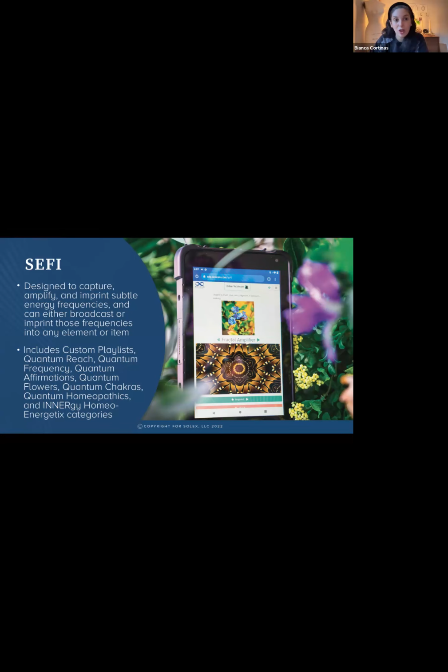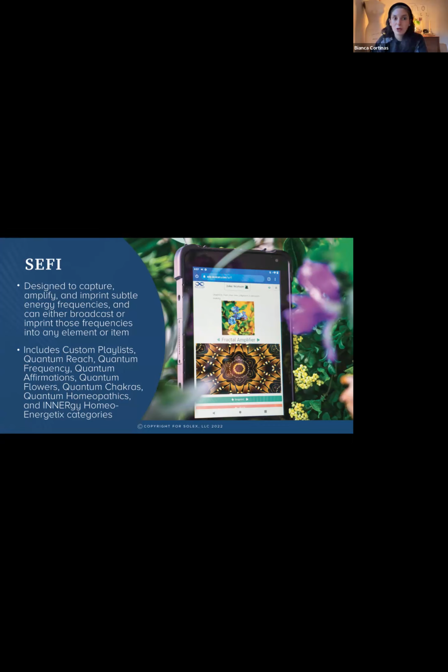Then there's the quantum chakras. So let's say you did a scan and your root chakra's out of whack, you need some grounding, you can broadcast frequencies to support you there. Or any of the different chakras that you need support, maybe it's the heart chakra because there are things that are heavy on your heart and you need support there. So you can broadcast those frequencies.